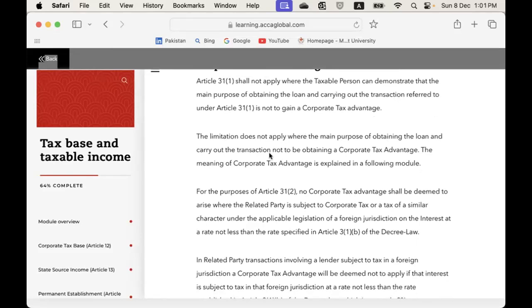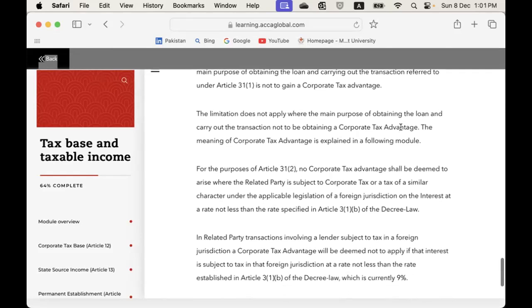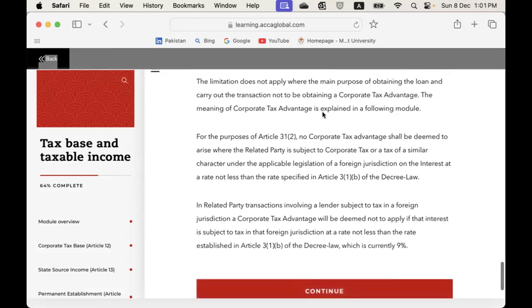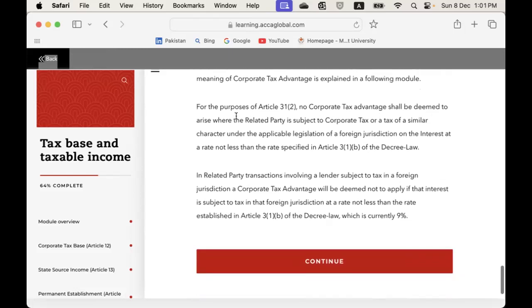Okay. The limitation does not apply where the main purpose of obtaining the loan and carrying out the transaction cannot be to obtain a corporate tax advantage. So this limitation does not apply if it's a fair business deal. The meaning of corporate tax advantage is explained in the following modules. Okay, we are going to read in detail, but it is a topic of tax avoidance.